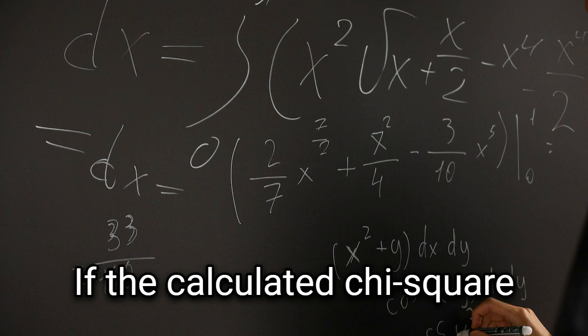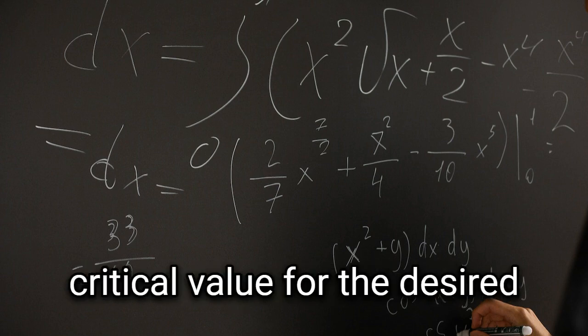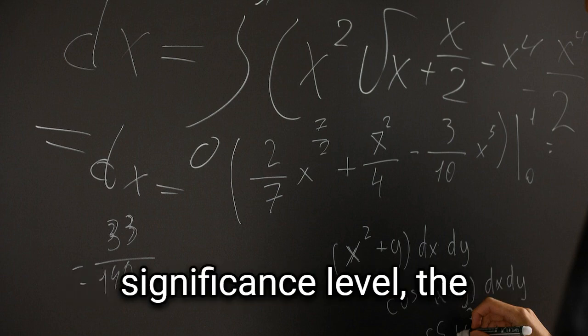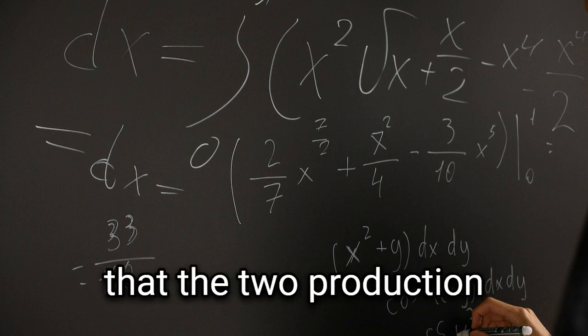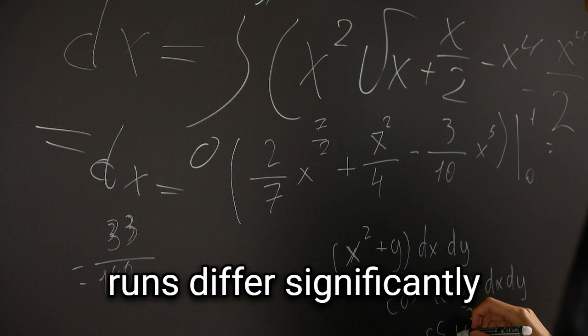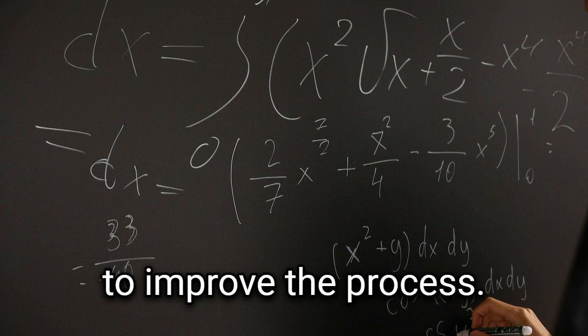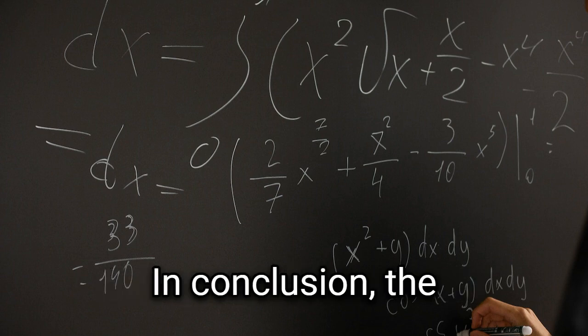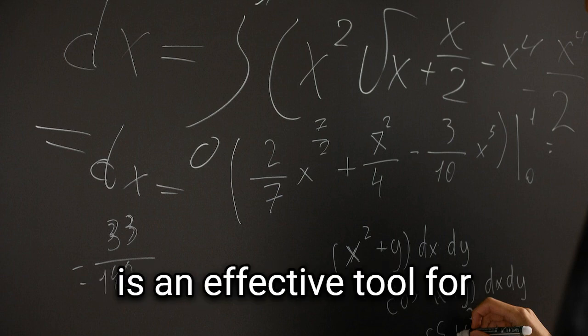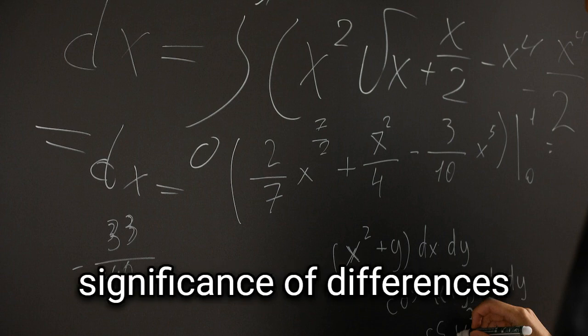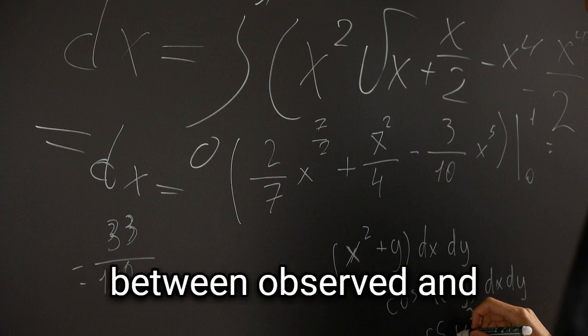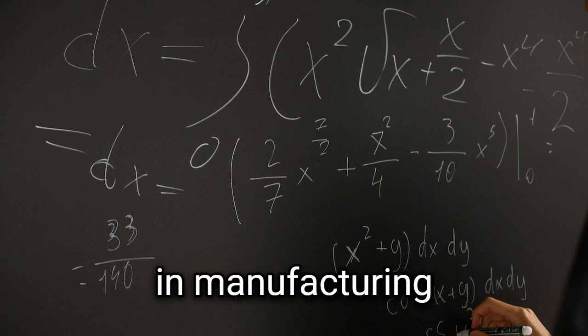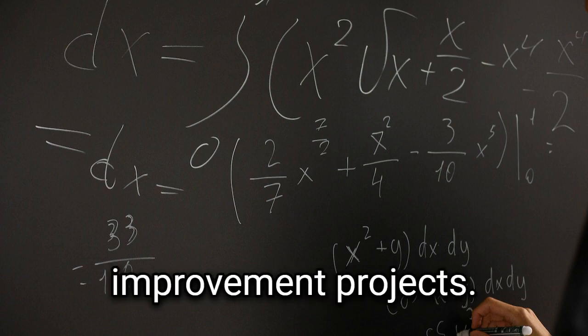If the calculated chi-square value is greater than the critical value for the desired significance level, the manufacturer can conclude that the two production runs differ significantly and take corrective action to improve the process. In conclusion, the chi-square distribution is an effective tool for determining the statistical significance of differences between observed and expected frequencies in manufacturing and service process improvement projects.